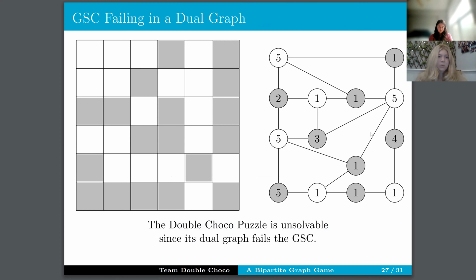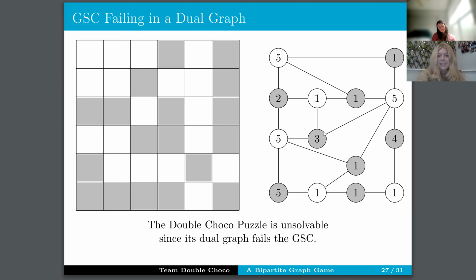And here you can see that we have a larger double Choco puzzle. This is the one that we saw before. And so one of the things we wanted from our dual graphs was to help us determine easily if there was a solution or not to a double Choco puzzle. So if you know right away that the dual graph fails and there's no solution, then you will know that the double Choco puzzle has no solution.